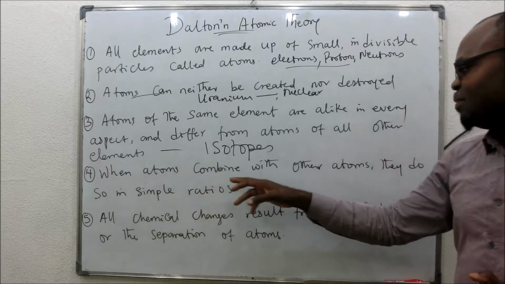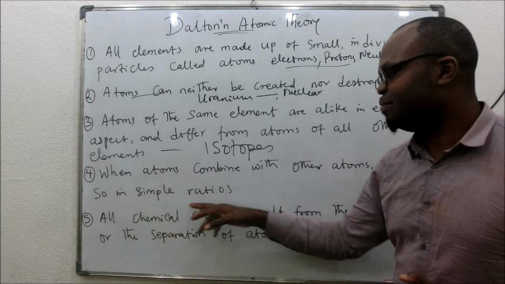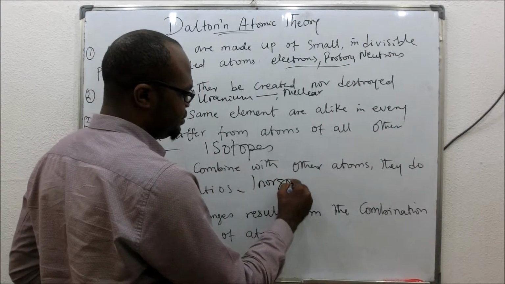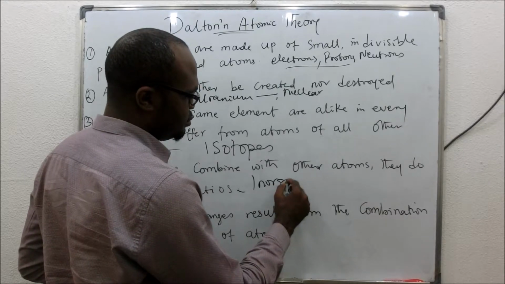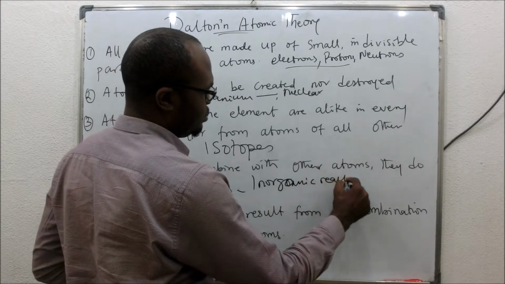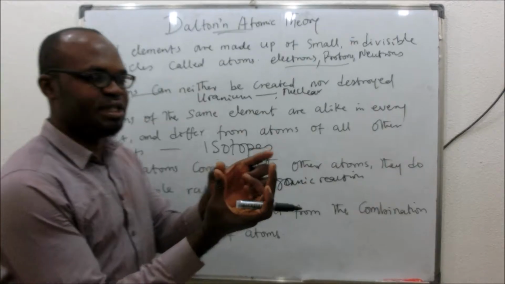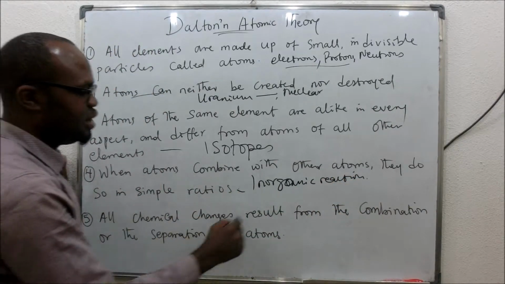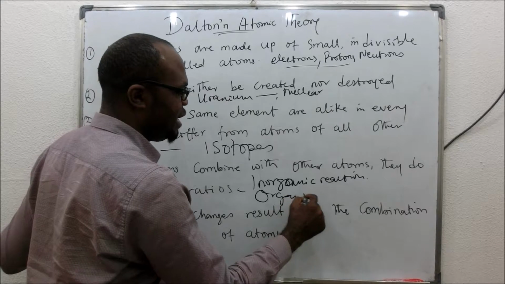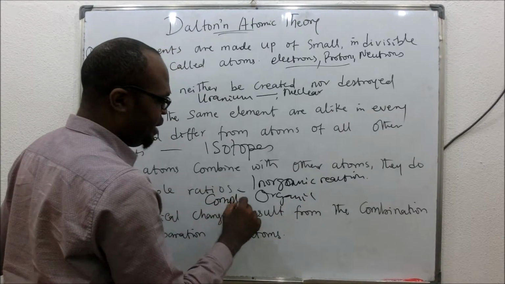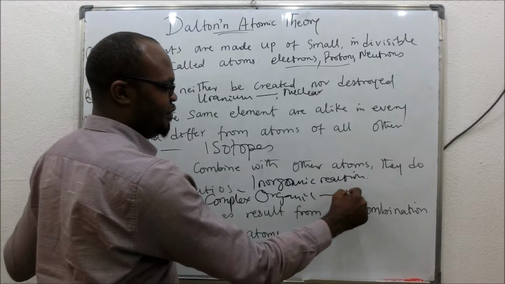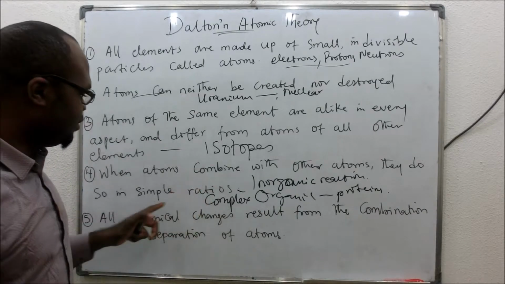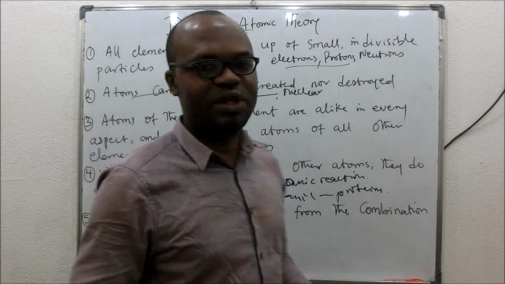Now, when atoms combine with other atoms, they do so in simple ratios. This is actually correct for inorganic reactions. The combination between different atoms in inorganic reactions can occur in simple ratios. But when you have complex organic reactions, like those involving proteins or other things in organic chemistry, there is no simple ratio combination. You can have them in multiple ratios.